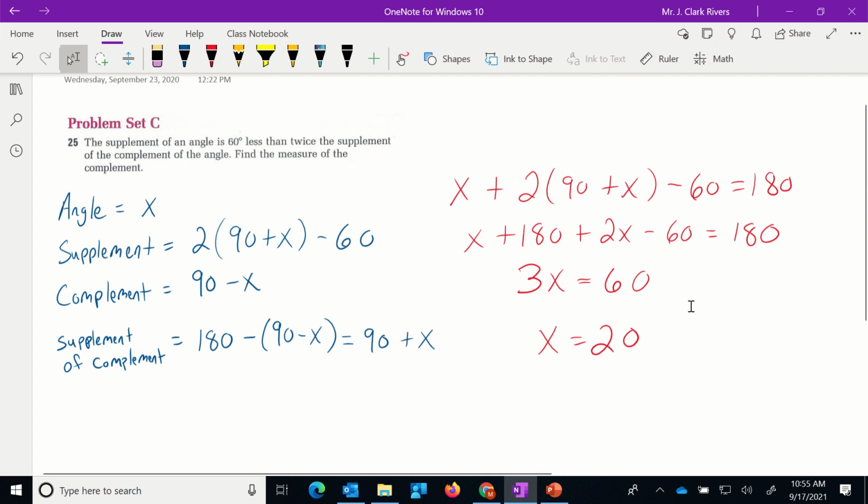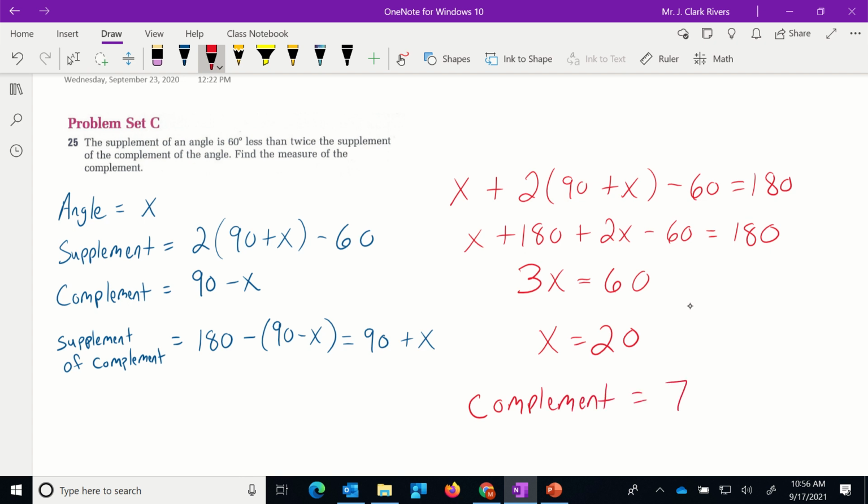Now, what are we asked to find on this problem? Find the measure of the complement. So what would the complement be? 70. 90 minus 20 is 70 degrees. Questions on that?